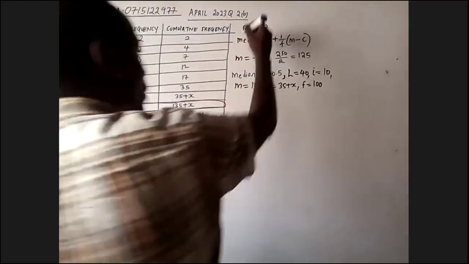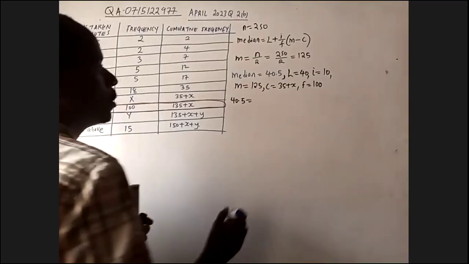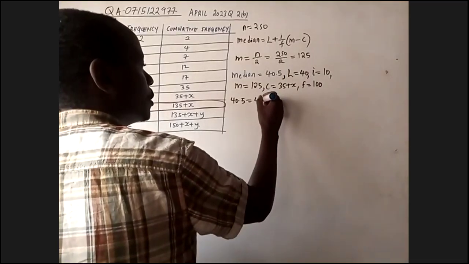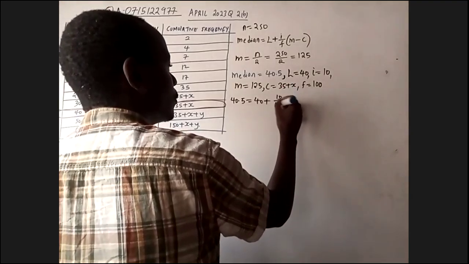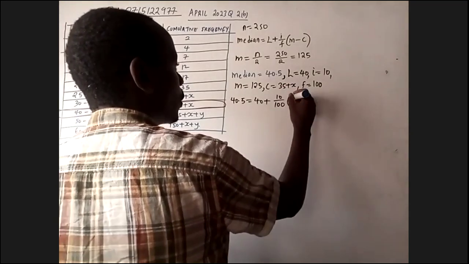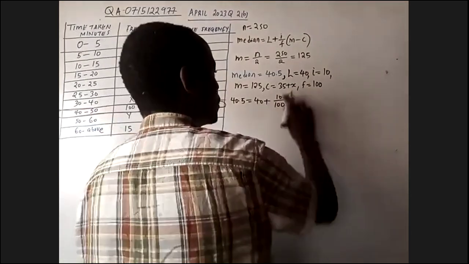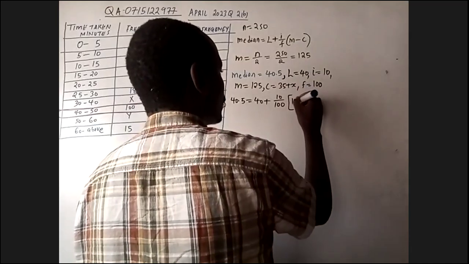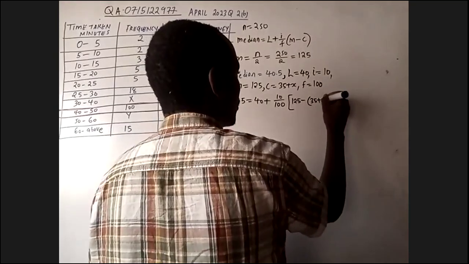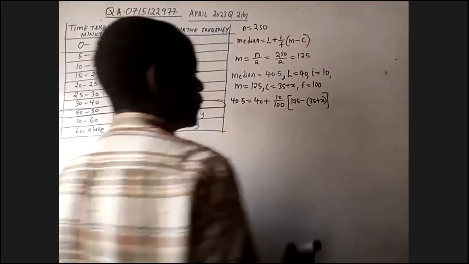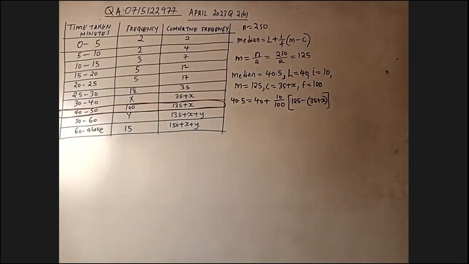Let us input our formula. Our median is 40.5, which is equal to our L, 40, plus I, 10, over F, 100, times M, 125, minus 35 plus X. Now find the value of X. Now let us do it together.